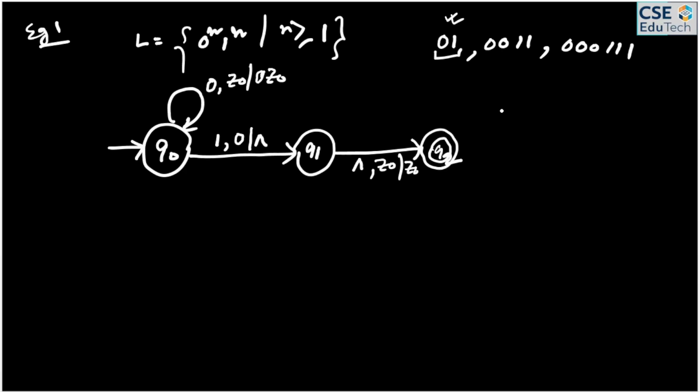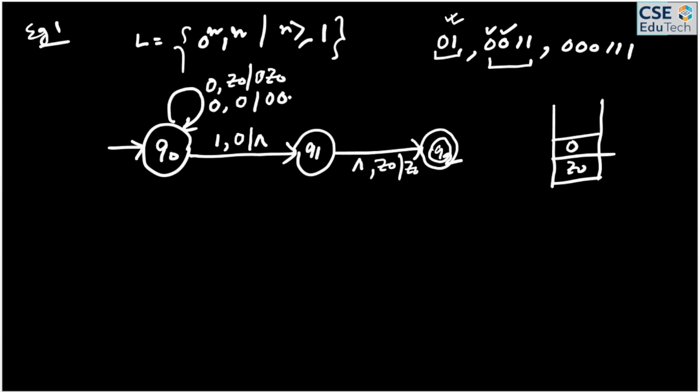Okay, now what happens if your string is 0 0 1 1? That means all the 0s should be pushed onto the stack first, above Z0. So the first 0 we have pushed by using this 0 Z0 transition. And when the second input is 0, at that time the stack top symbol is also 0, so now it will be replaced by 0 0. Now by using this, any number of 0s you can push onto the stack.